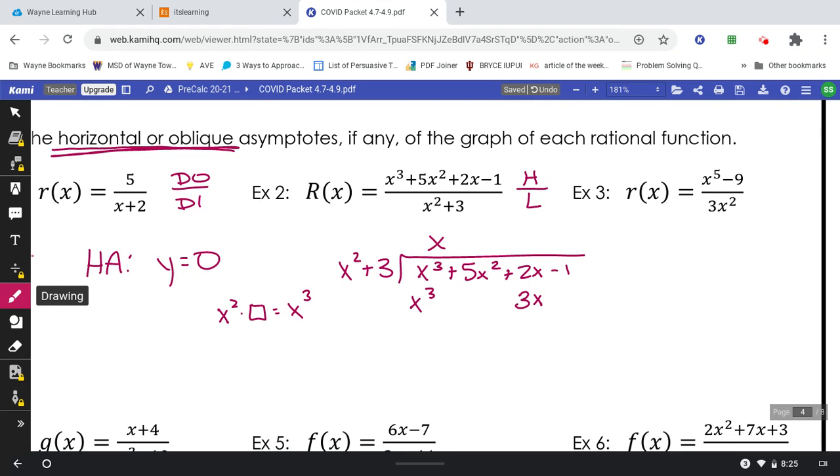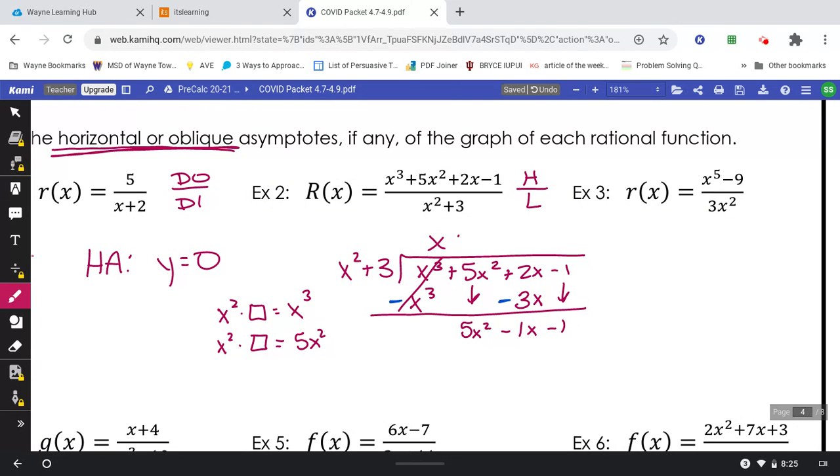Then we switch the signs. Switch it, switch it. Cancels. Bring down the 5x squared. Combine those to make negative 1x. And bring down the minus 1. Then I do the whole process again. x squared times what will give me 5x squared? That'll be 5. So I bring my positive 5 to the top.